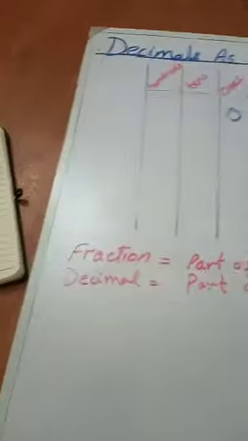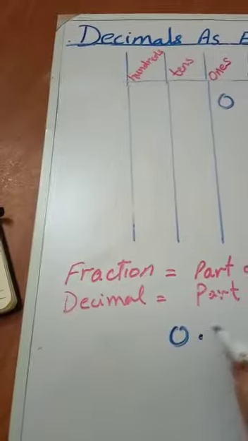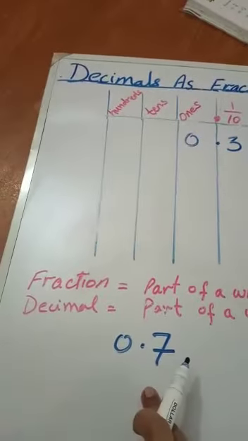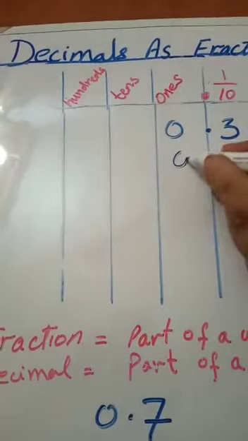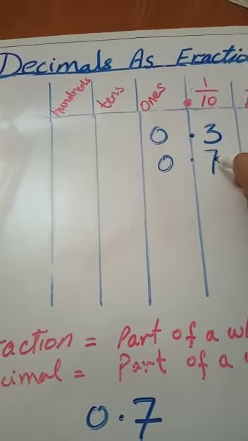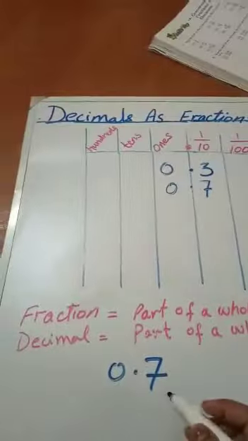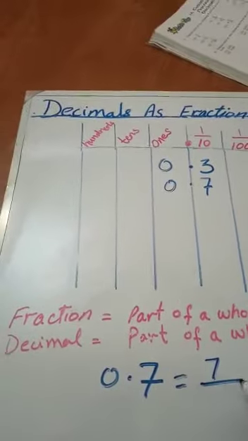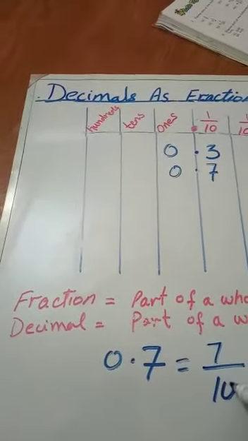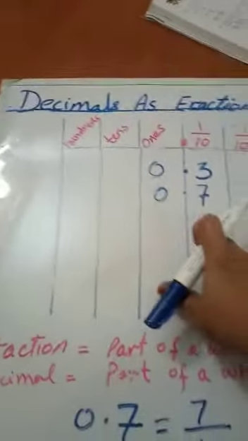Now I give you another example. 0.7. Now we have to put it again in the place value chart. Decimal here, and there is 0 at the ones place and 7 at the 10th place. So how will you write it into the fraction? 7 is a numerator and 10th is a denominator. So it is 7 tenth.